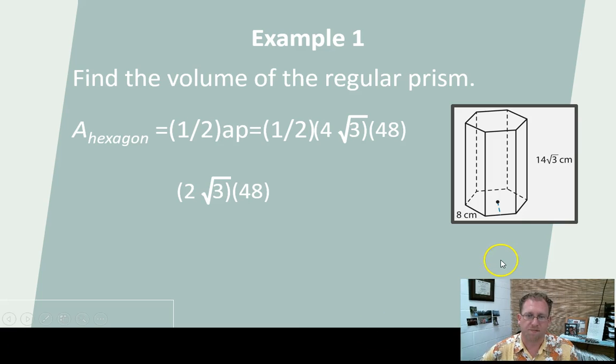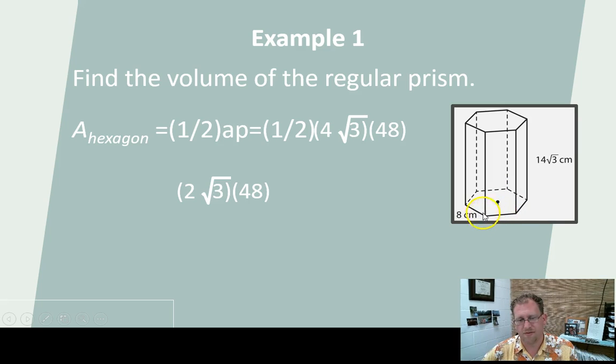Let's throw an example at you. Here I have a hexagonal prism. All they've told me is a side edge length and the height. They did not tell me the apothem, but that's no sweat, right? We can do this. Here I have an edge length of 8, and that means that this is also 8, which means that half of this is 4.